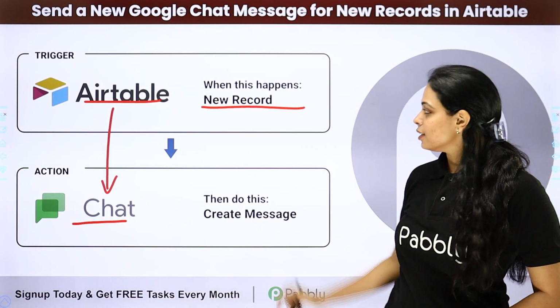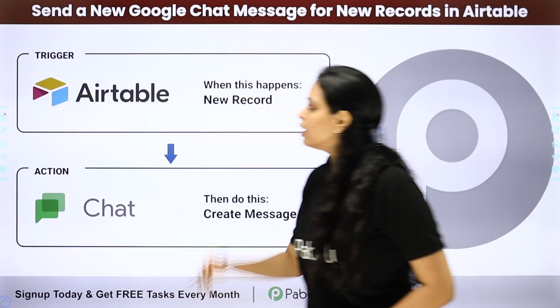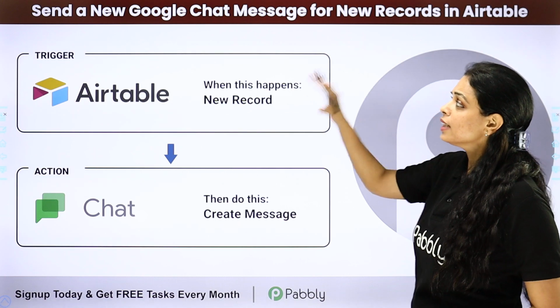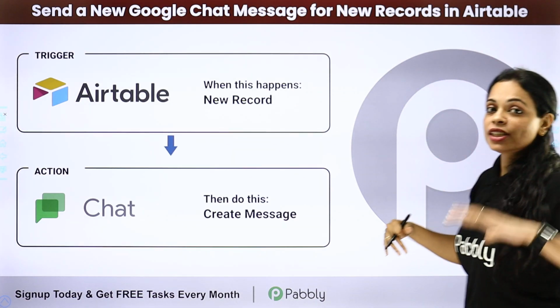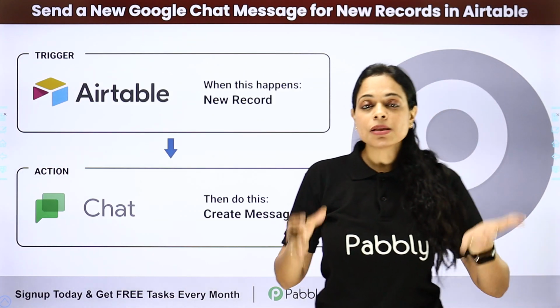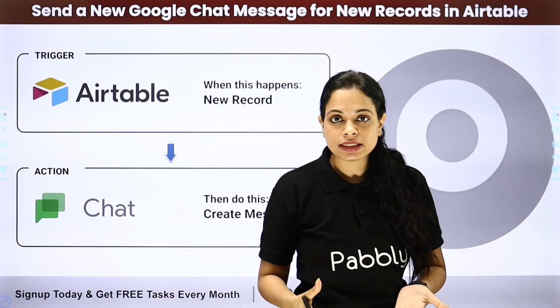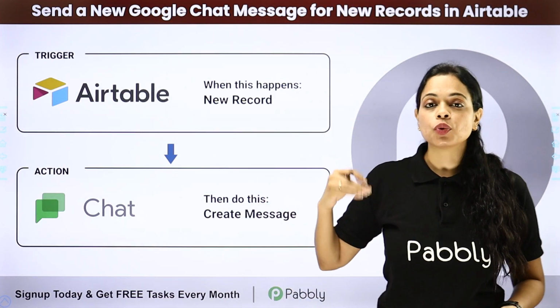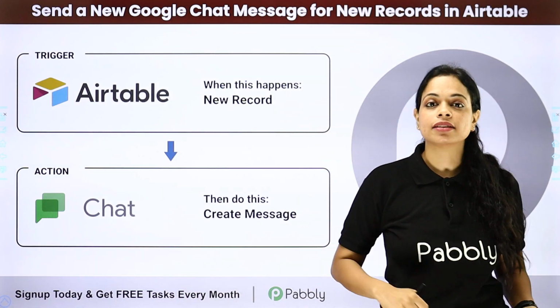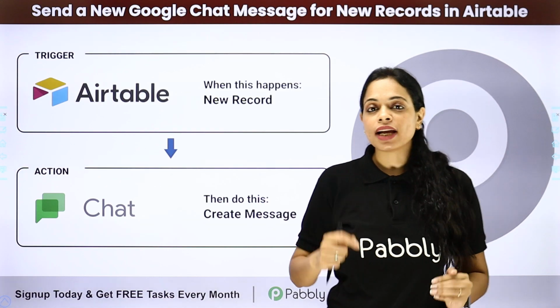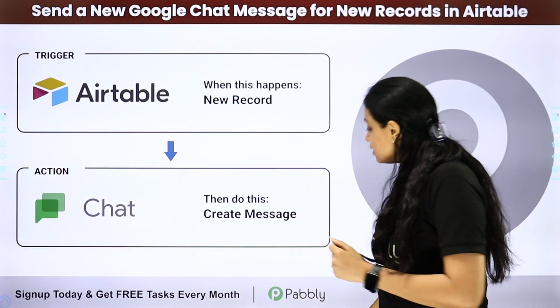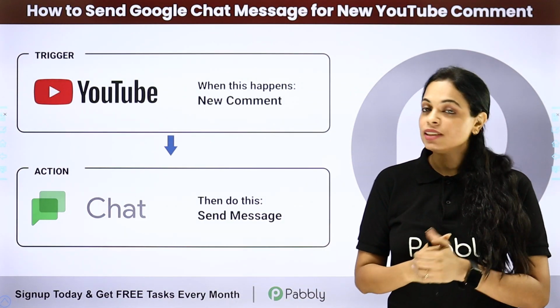Now let's have a look at another example. So here we have Airtable. Send a new Google Chat message for new records in Airtable. Just like we use Google Sheets, similarly you can use Excel or Airtable, where every time a new row or a new record would be added here, then automatically the message would be sent as a chat in your Google Chat.